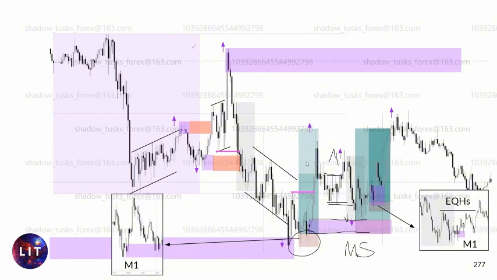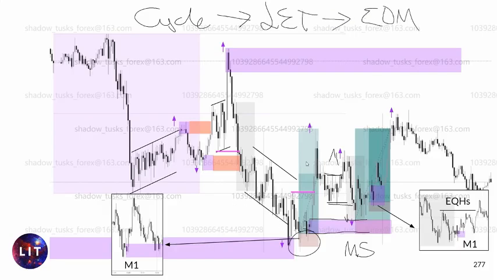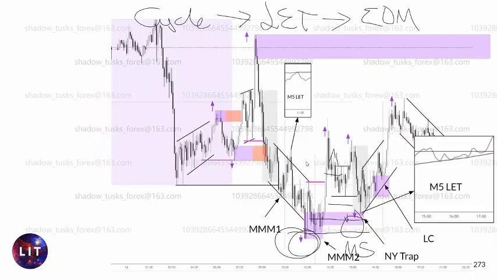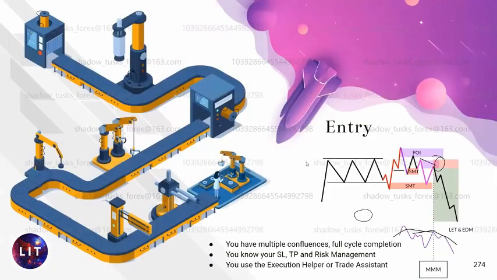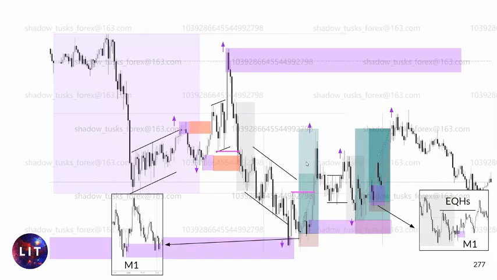So if we think about our ideal play in a sense, we want our cycle, then you want your let trade, then you want your EDM, right? So we've had the cycle complete here. Here's our let. Let's just go back and show you that. So there you go. That's our let. And then ideally we would have an EDM, maybe up here, right?